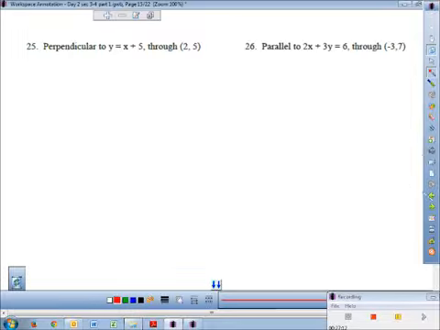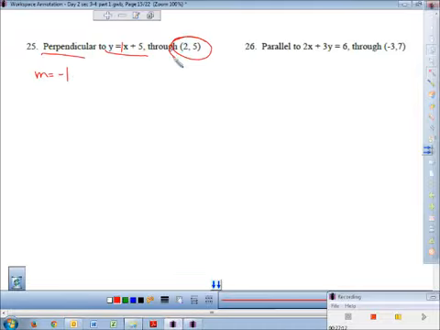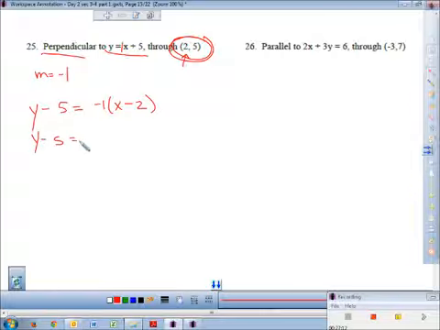So let's go again. Perpendicular to this line, so if this line's slope is 1, I need the opposite reciprocal of that, which is -1. And then this is not the y-intercept. Why not? Because that x value is not 0. So gotta do the whole thing. Slope. Distribute. Add 5.